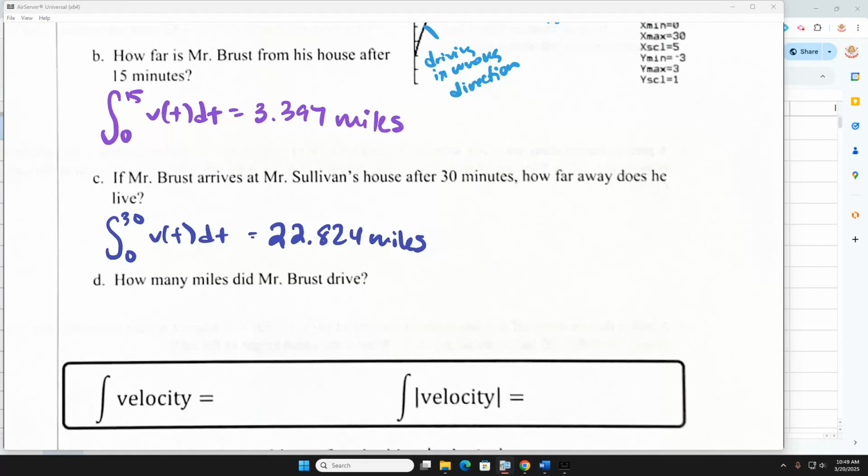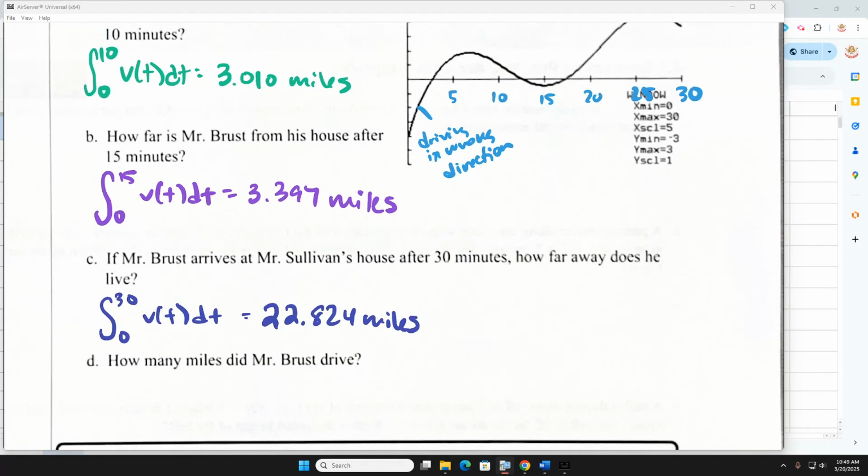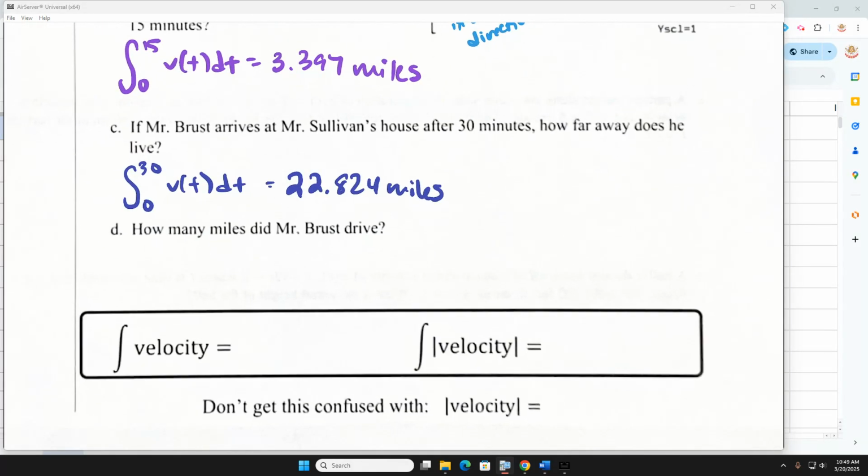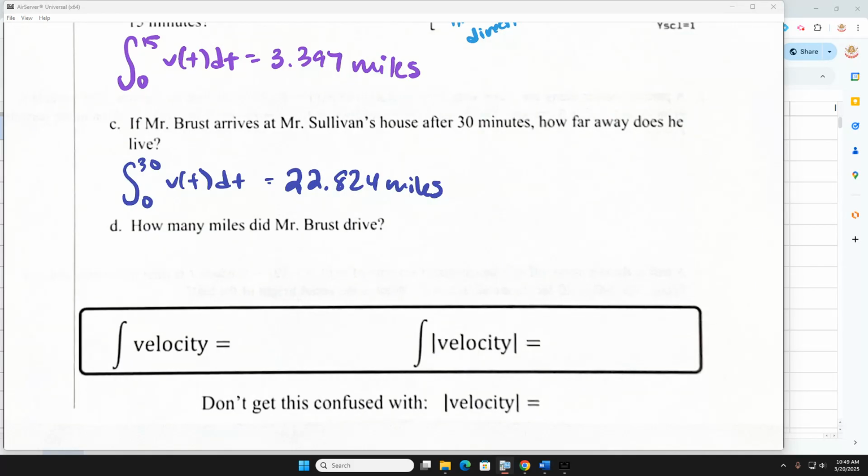No. It isn't, because remember, he starts off driving the wrong way. So what we found is the net change. So at this point, this wasn't the distance, like how far he had driven the whole time until we got to 15 minutes. It was how far it was from his house to where he currently was. That is called displacement. So let's fill in this box for a second. The antiderivative of the velocity is displacement, which is also net change.